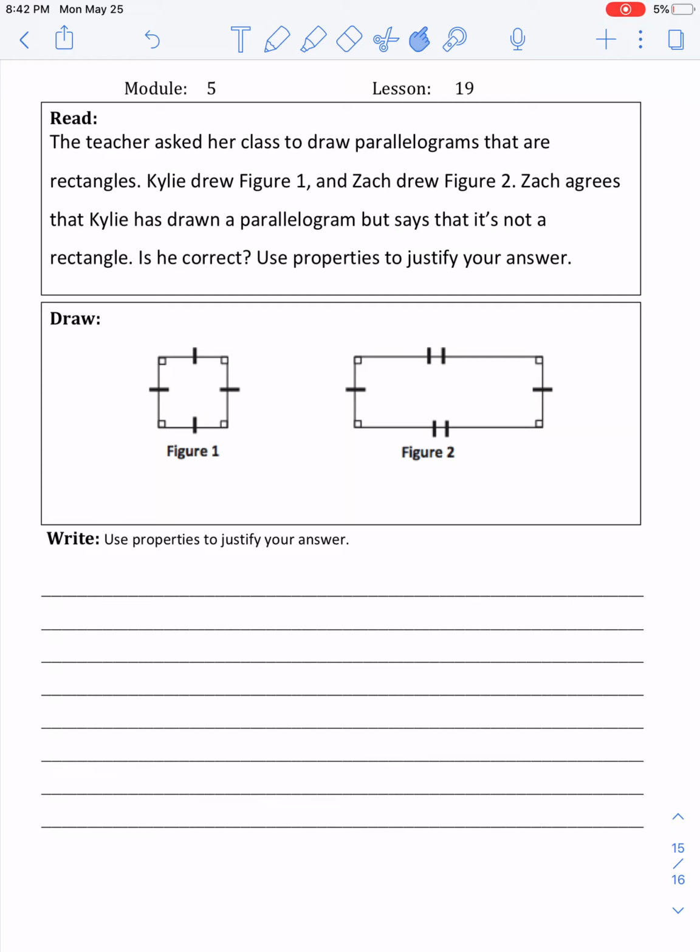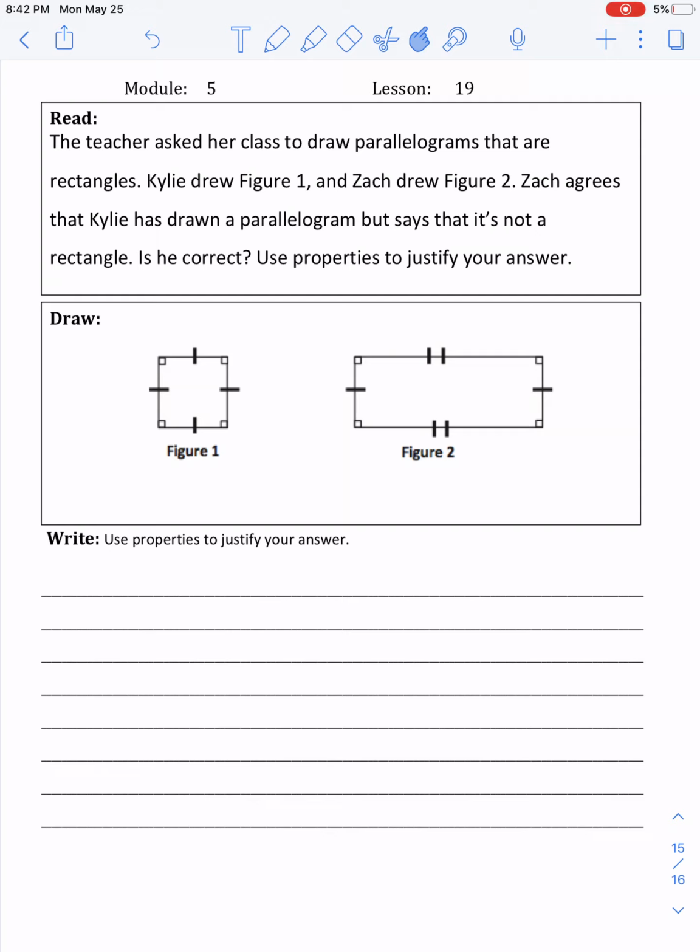So think about what we talked about last week. Think about the properties of a rectangle, the properties of a parallelogram. What I want you to do is write down the properties to justify your answer all by yourself. And then you will pause the video. And when you unpause the video, be ready for your answer.